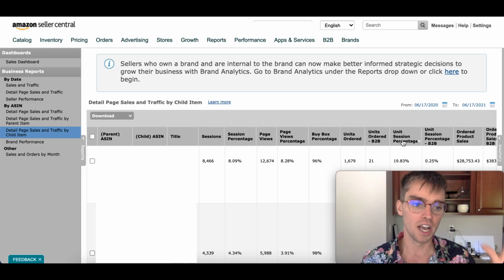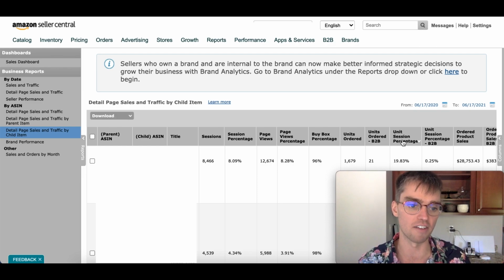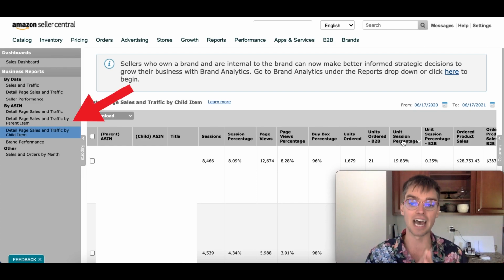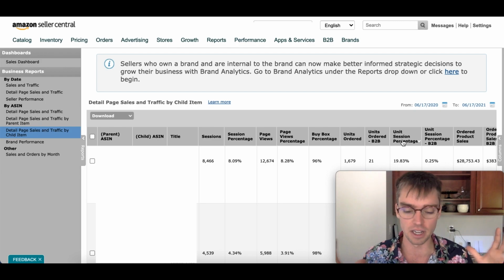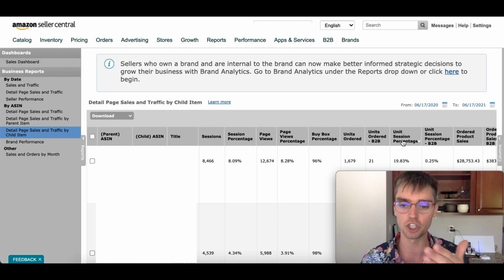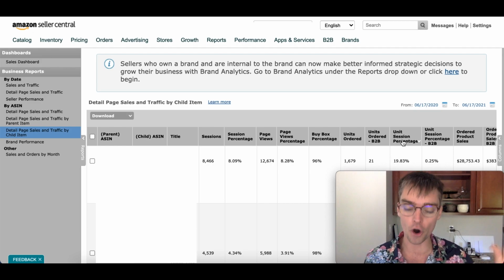Because if you were to choose detail page sales and traffic by parent item, you would see it for the entire listing overall. But we want to see granularly which variations, for example, or which child ASINs or which SKUs have a better conversion rate than others and understand why. So you want it broken out as much as possible. This is going to give you your conversion rate per SKU or per specific product.